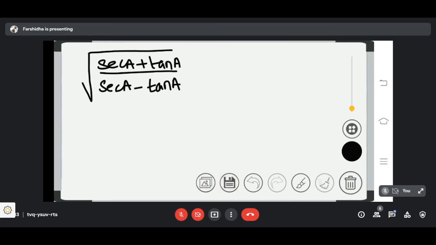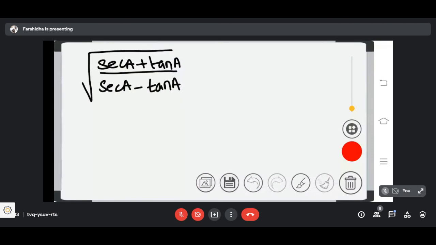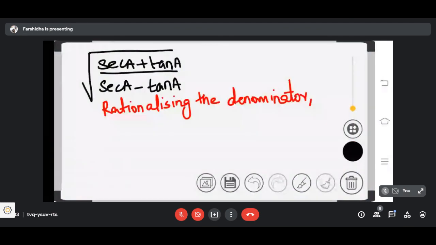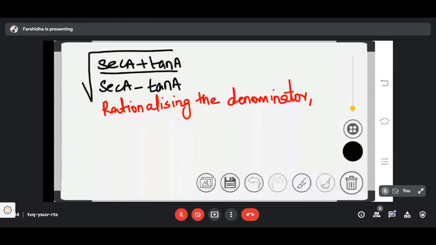Now we're going to rationalize the denominator. So write. So how will you rationalize the denominator? See here, the denominator is sec minus tan a. So we'll multiply the denominator and numerator by sec plus tan a. The opposite sign. Here it is minus. So we'll multiply both by sec plus tan a.